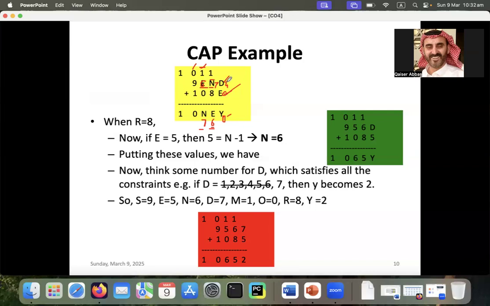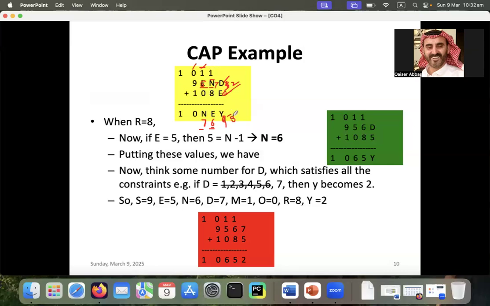Then I will take what? D is equal to 3. So 6 plus 3 is equal to 9. No, I cannot take this because 9 is already done. And also the carry next is 1, not 0. So if I take 2, then 6 plus 2 is equal to 8. Y is equal to 8. No, I cannot assign. 8 is already done.